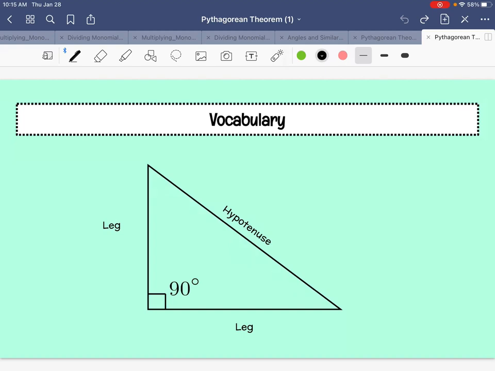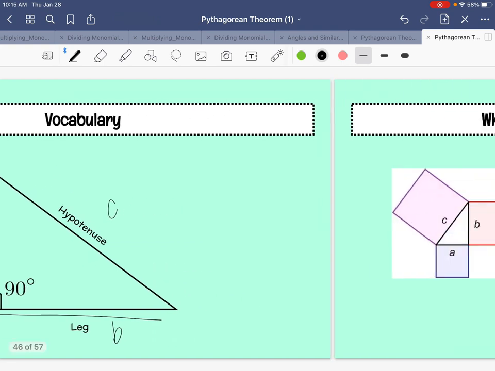I know you guys just watched that video, but we're going to review a little bit of what was talked about. So remember that the two sides of the triangle that form our 90-degree angle are called legs, and we can label them A and B. It doesn't matter which side you label A or B, as long as both of them form the right angle. Our longest side of the right triangle is always called the hypotenuse, and we label that as C. So keep that in mind as we go and look at some more examples.